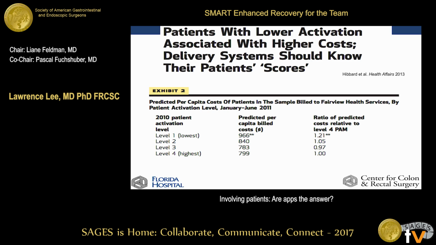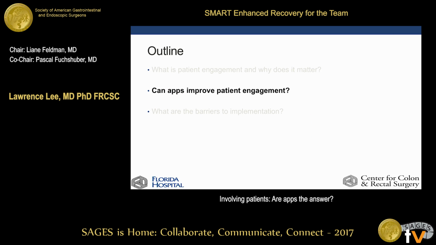When you look at the cost impact of this, you can see that highly engaged patients, somewhat counterintuitively in my mind, actually have much less costs associated with them.